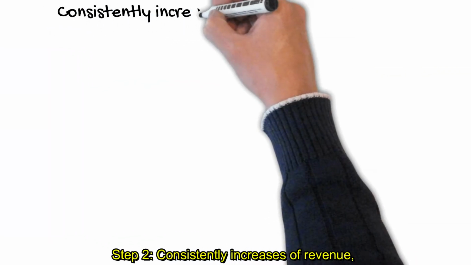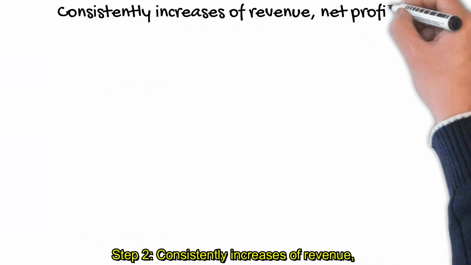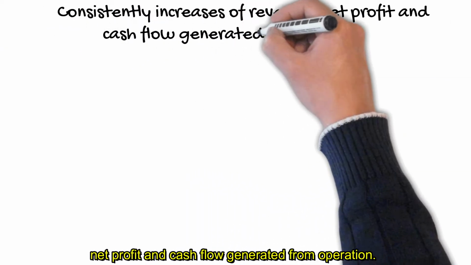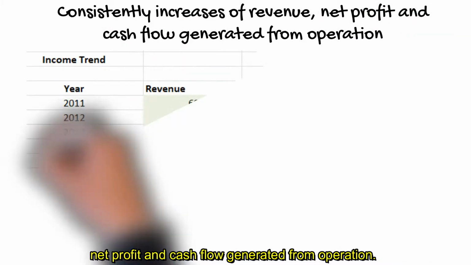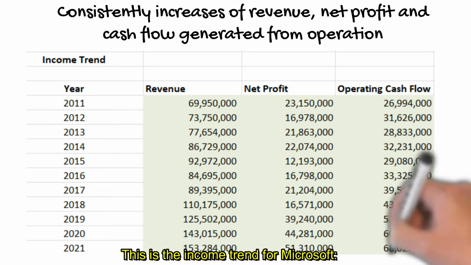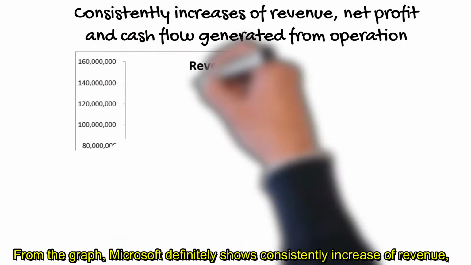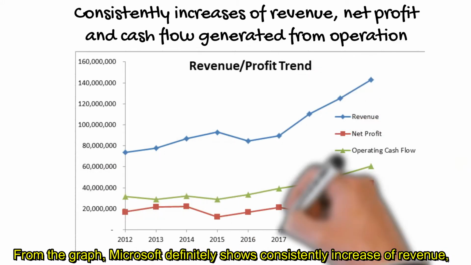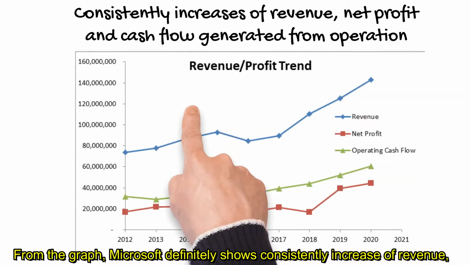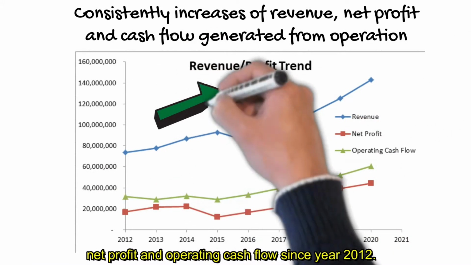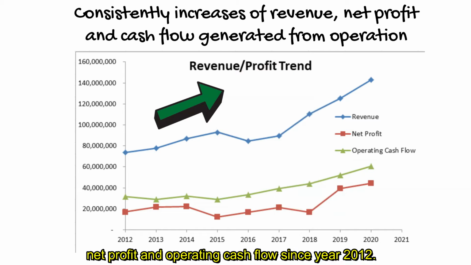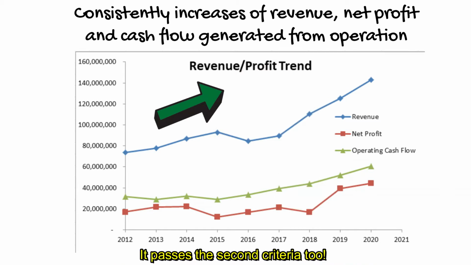Step 2, consistent increases of revenue, net profit, and cash flow generated from operation. This is the income trend for Microsoft. From the graph, Microsoft definitely shows consistent increases of revenue, net profit, and operating cash flow since year 2012. It passes the second criteria too.